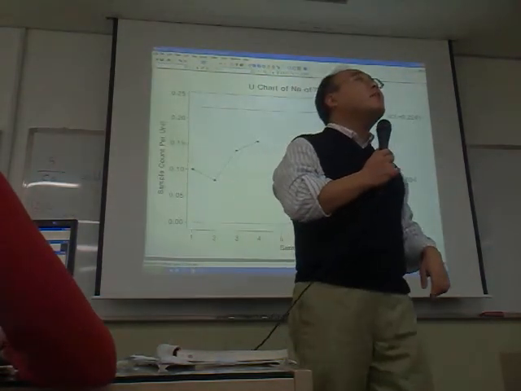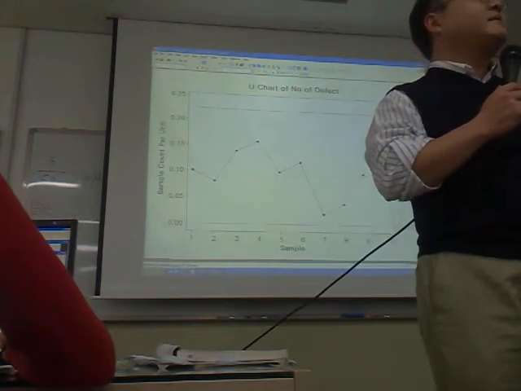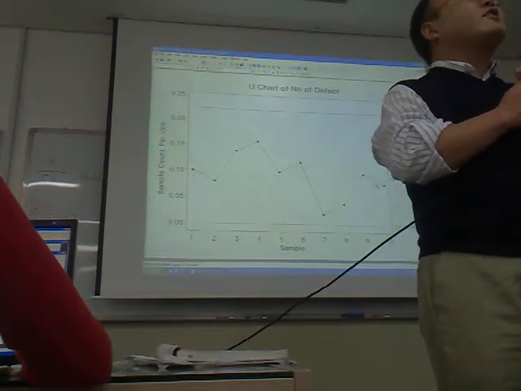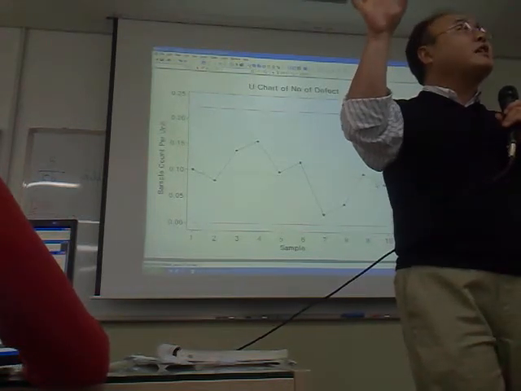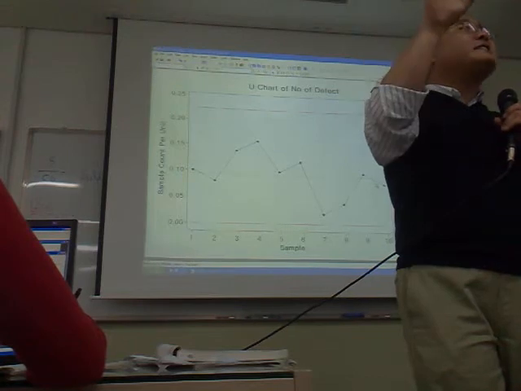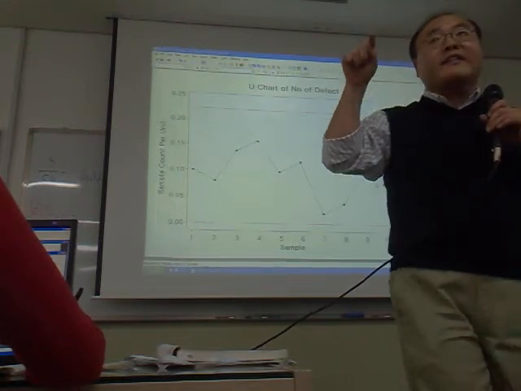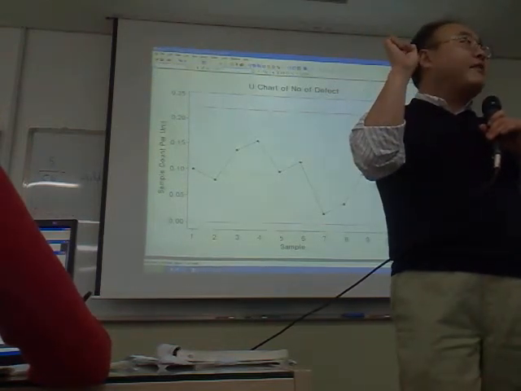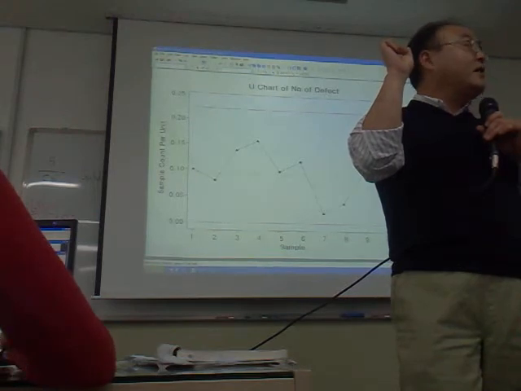So NP chart is number of defective chart. But NP, what does it mean? Number? No. P is probability of the defective. N is sample size. If you multiply that, you can get the number of defective. Okay?